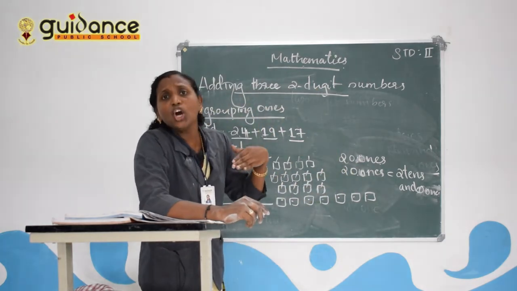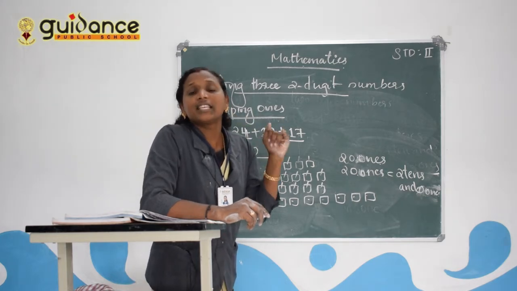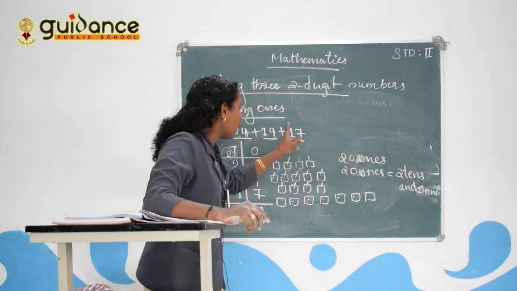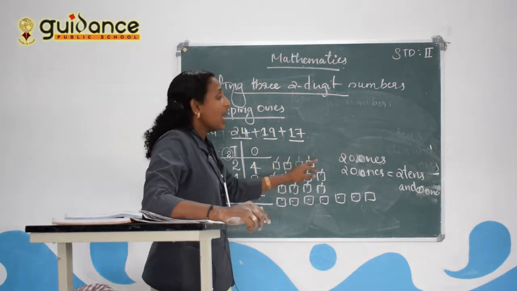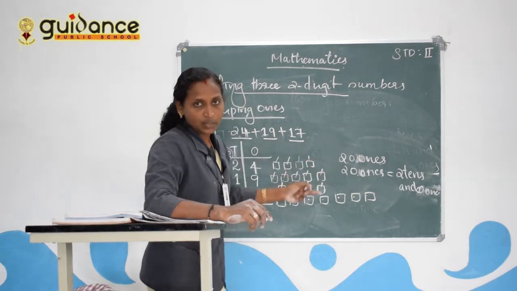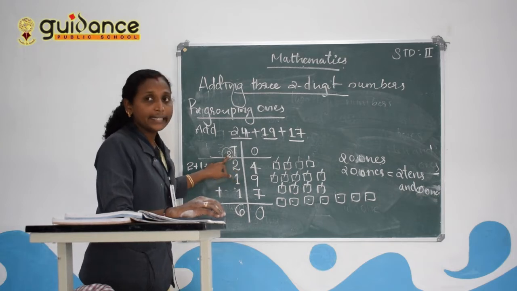That means regroup 20 ones into 2 tens and 0 ones. That 0 can be written in the ones place and we carry over 2 tens to the tens place, and write 2 in the tens place.